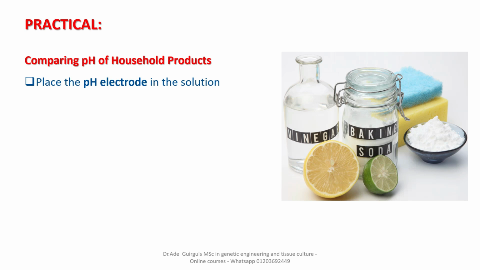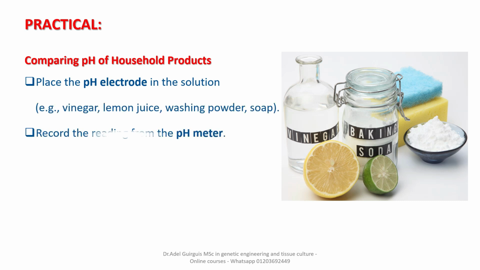Now for practical work, we can examine or compare the pH of household products like soap, baking powder, vinegar, lemon juice, and washing powder. We make solutions of these products. Then after making these solutions, we dip the pH meter electrode inside each solution individually, and we can read and record the reading from the pH meter.